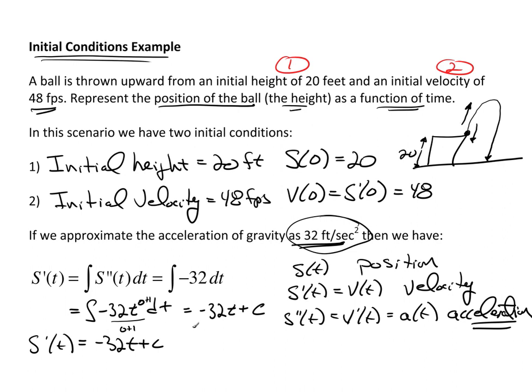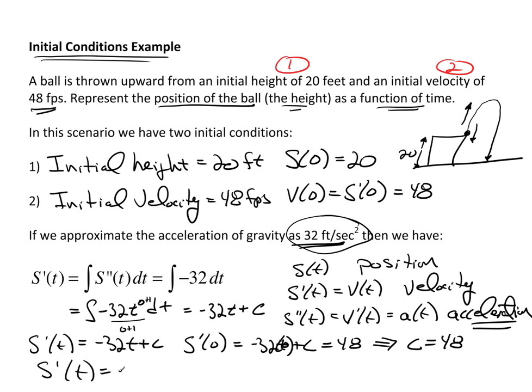So if I find s prime of 0, which is negative 32t plus c, and I know that is 48, we'll see that t right here is 0. So this is actually a 0. That's 0. That implies that c must be equal to 48. So s prime of t is actually negative 32t plus 48. But once again, we were asked for the position, and right now we're at velocity.